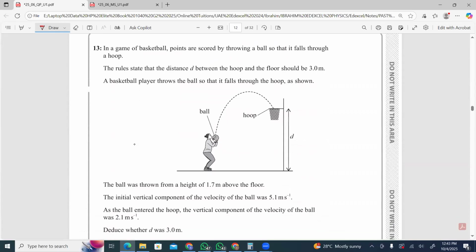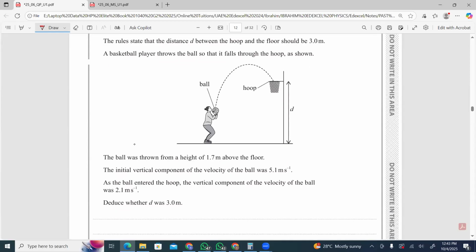In a game of basketball, points are scored by throwing a ball so that it falls through a hoop. The rules state that the distance d between the hoop and the floor should be 3. A basketball player throws the ball so that it falls through the hoop as shown. The ball was thrown from a height of 1.7 meter above the floor. The initial vertical component of the velocity of the ball was 5.1 meter per second. As the ball entered the hoop, the vertical component of the velocity of the ball was 2.1 meter per second. Okay. Deduce whether D was 3.